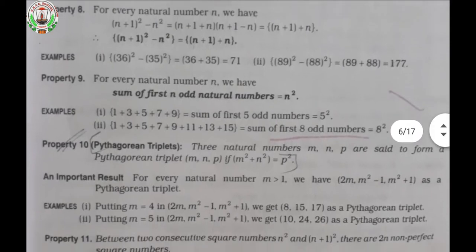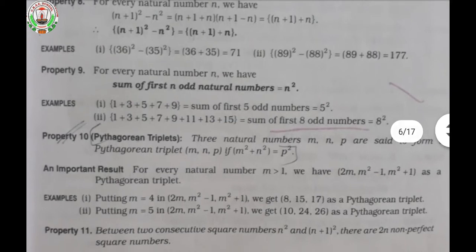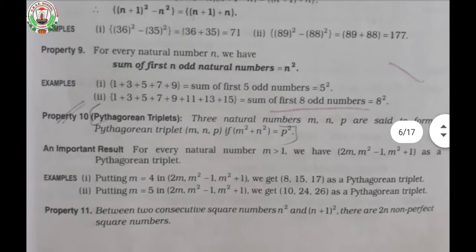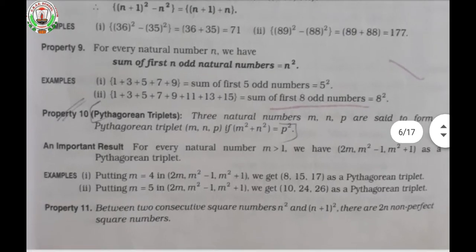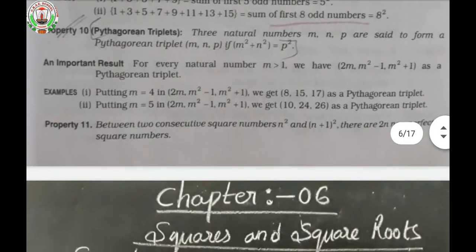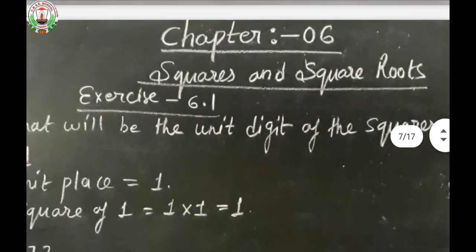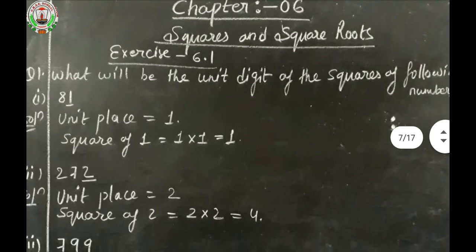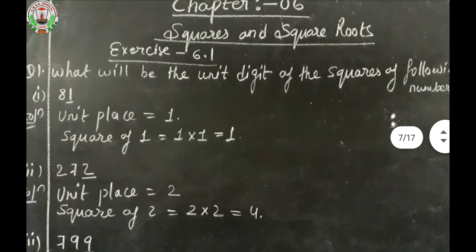The 10th one is Pythagorean triplets. This we had already studied, isn't it? Now the last property: between two consecutive numbers n square and (n plus 1) the whole square, there are 2n non-perfect square numbers. So these are the 11 properties which you have to study very carefully. Clear? Now we are going to see exercise 6.1.